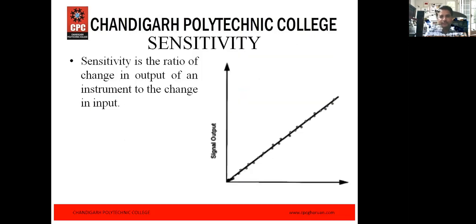Next is the sensitivity. Sensitivity is just the change in output as the input changes. Sensitivity is nothing, just the change in output with the change in input. That is the sensitivity of an instrument.